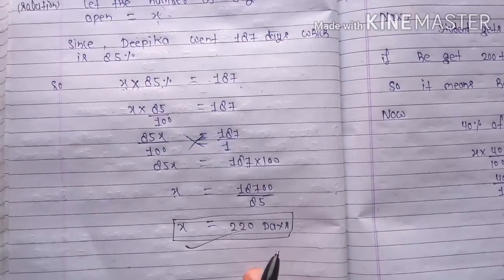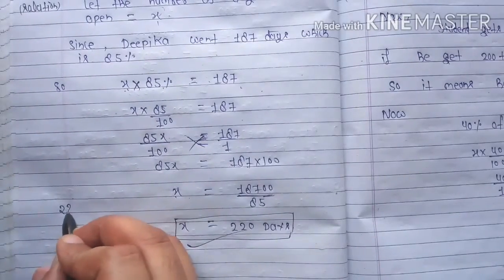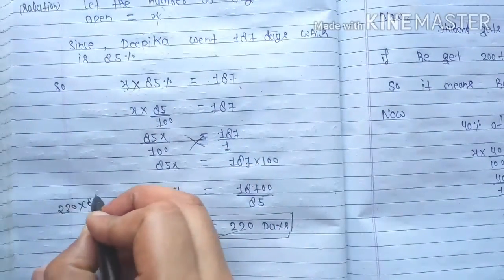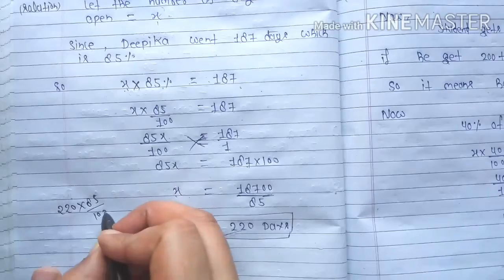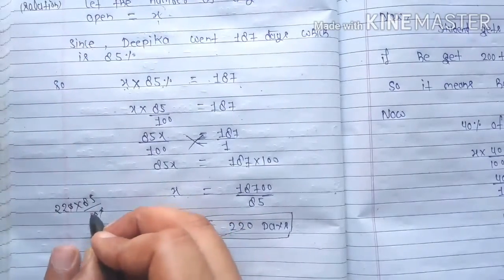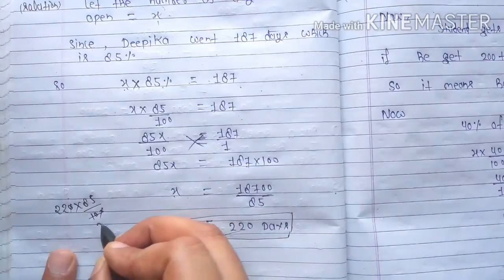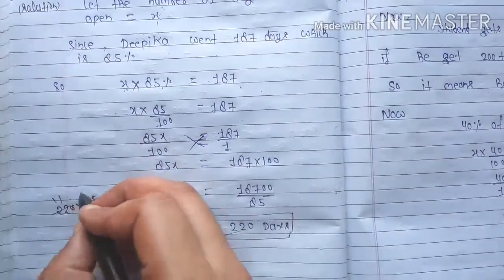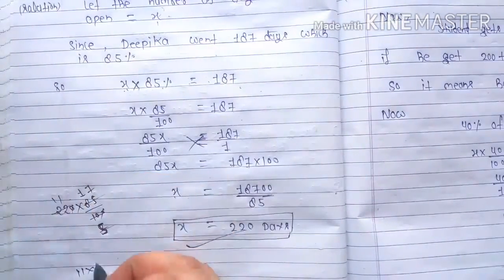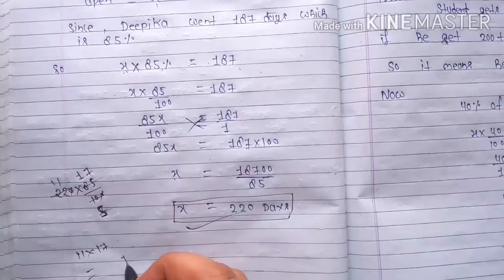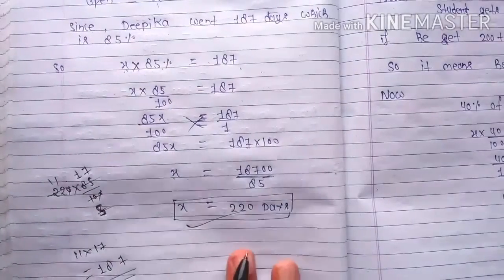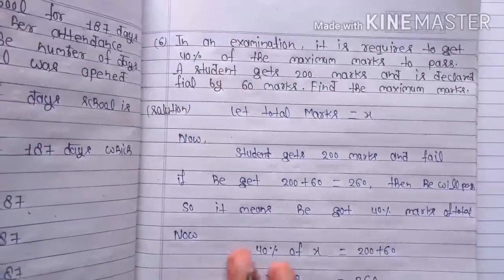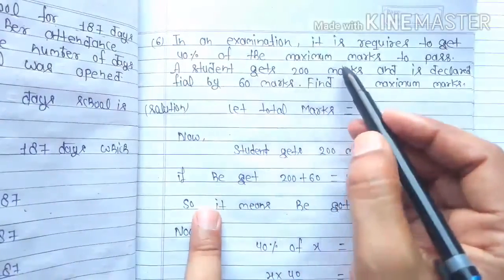Now you can verify your answer, students. If the school is open 220 days, then her presence is 85%. Students, you can solve it. 11 into 5 and 11 into 7, 187. Means your answer is absolutely right.